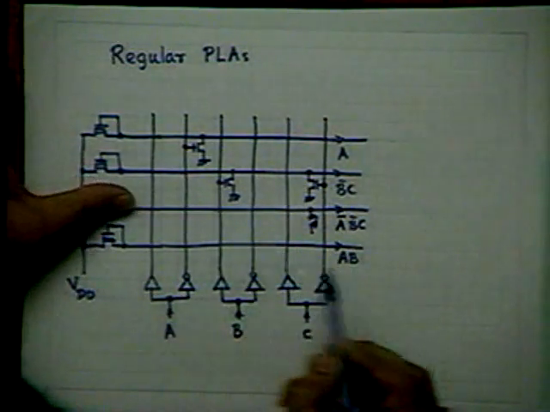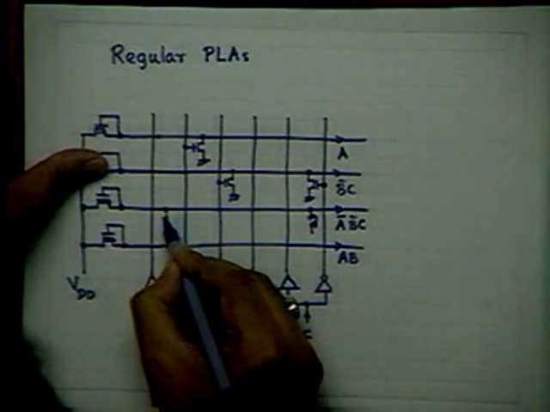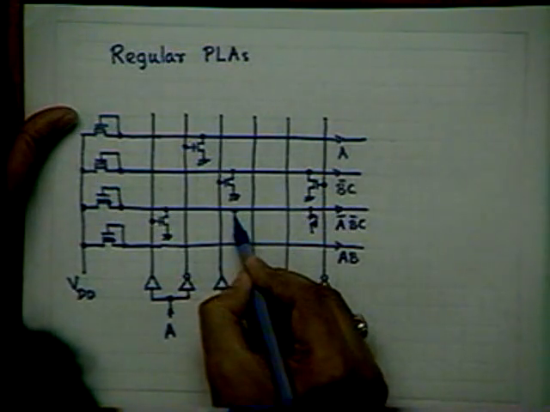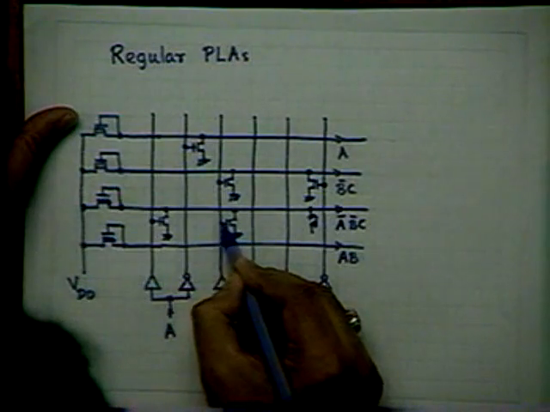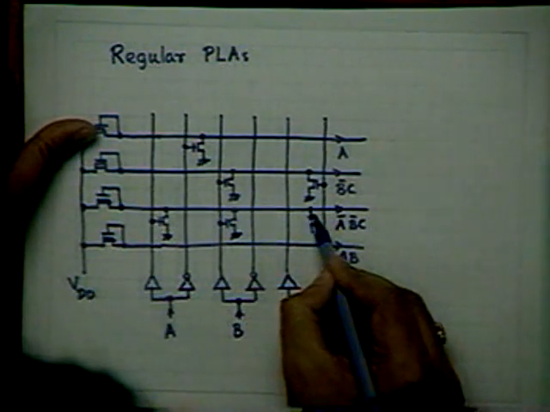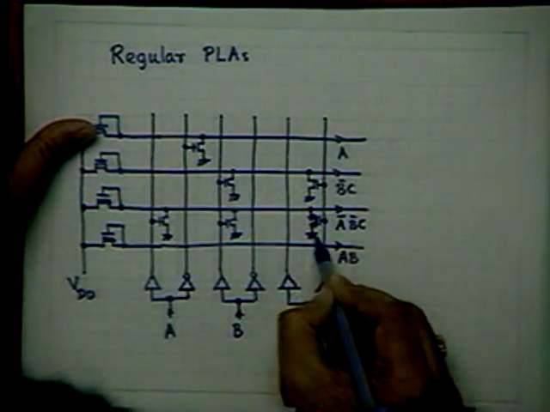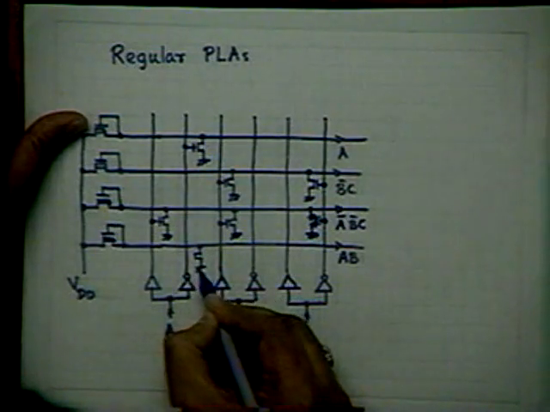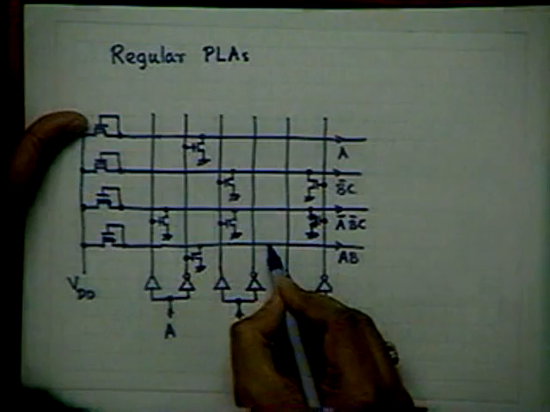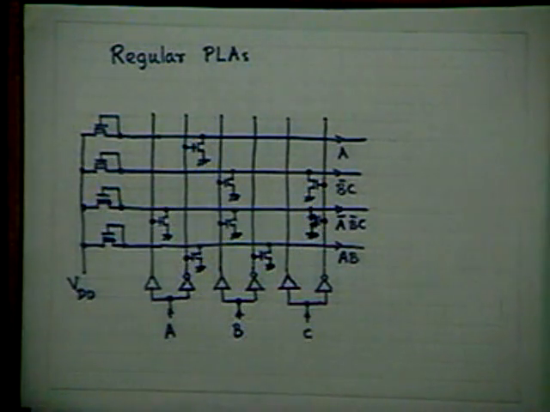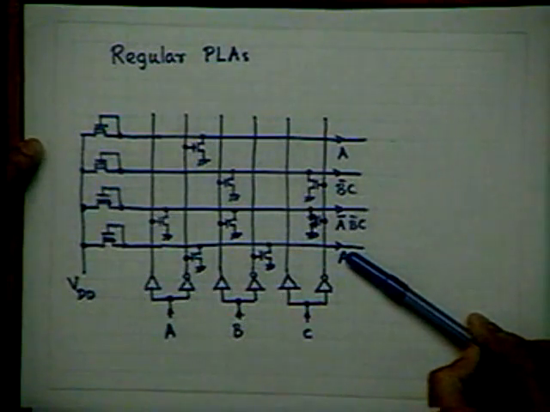Similarly, A bar, B bar, C, how to do it for this line? I have to connect. And for AB, what do I have to do? So I have produced the 4 product terms. I have produced the 4 product terms by this process.